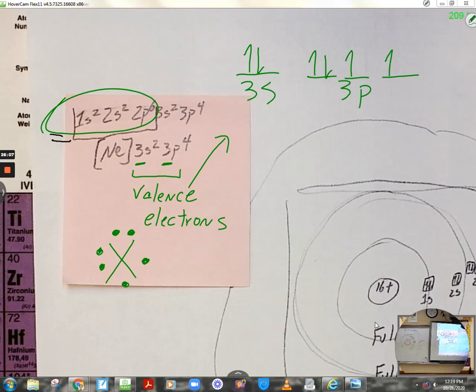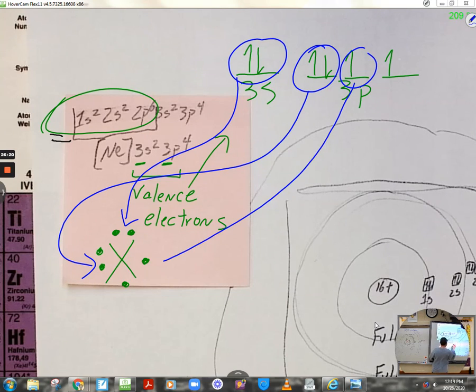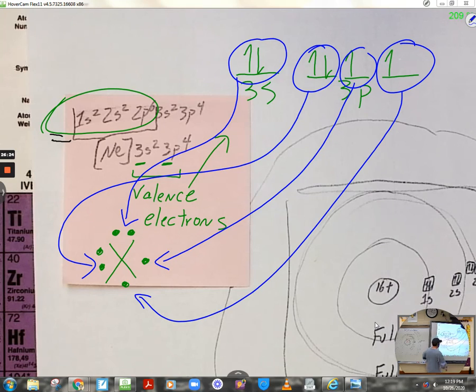You know where I'm going with this? There's a pair of dots. There's a pair of dots. There's a single. And there's a single. Or we say unpaired electrons.